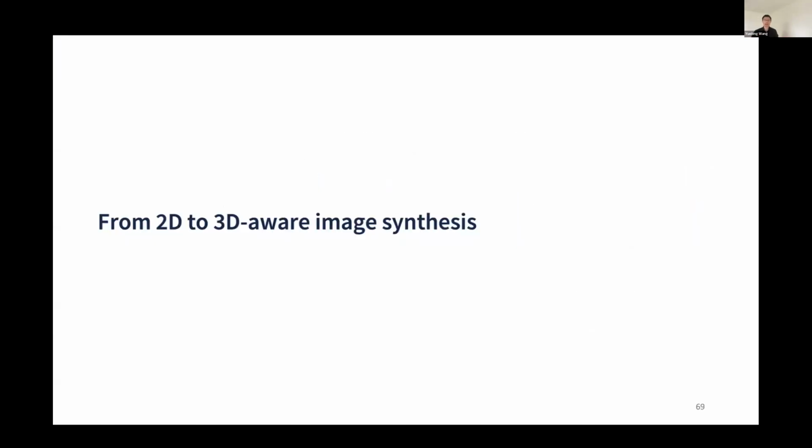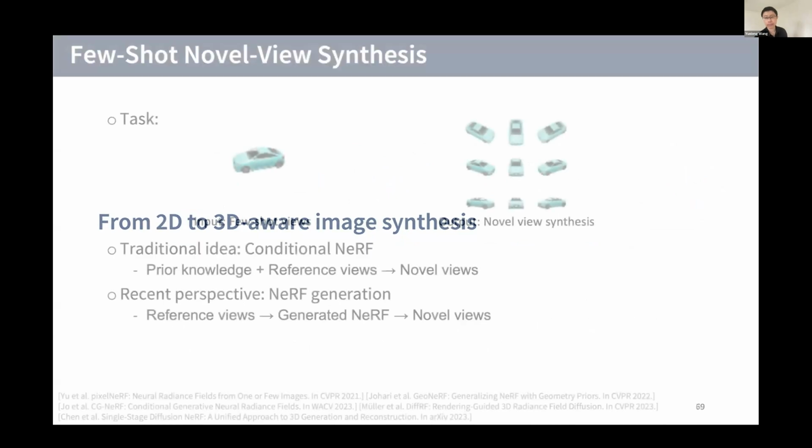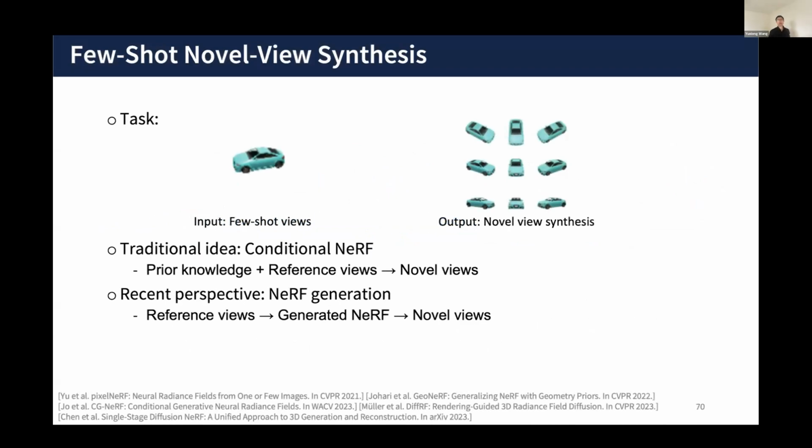Expanding upon 2D synthesis, 3D-aware image synthesis requires understanding of the underlying 3D structure and generating images that maintain multi-view consistency. This becomes particularly challenging in the few-shot regimes and needs to leverage advances in generative visual models and neural rendering. More concretely, in the few-shot novel view synthesis task, the model is required to generate the novel view synthesis result with only a few reference views.